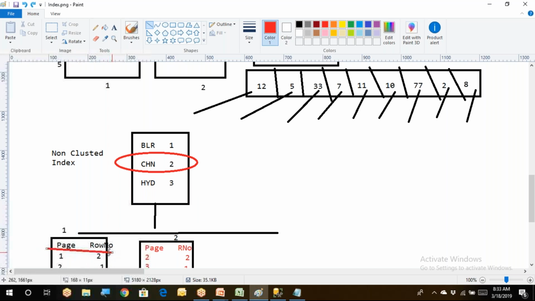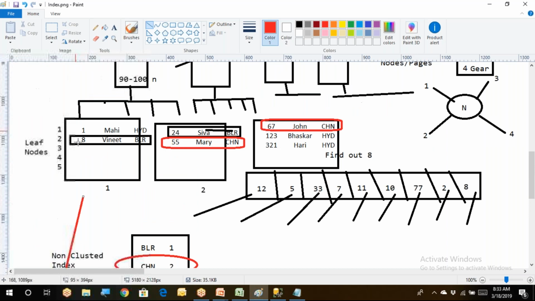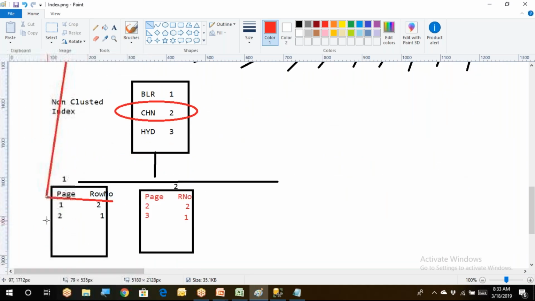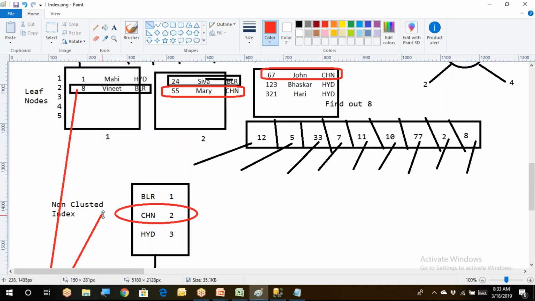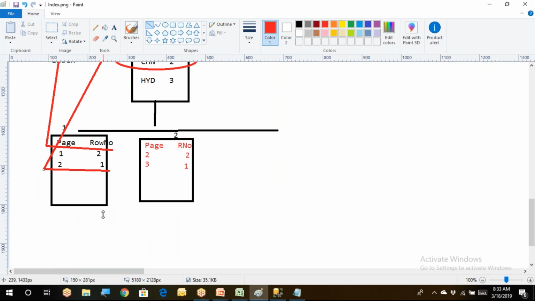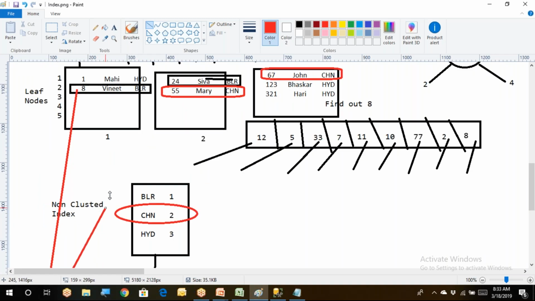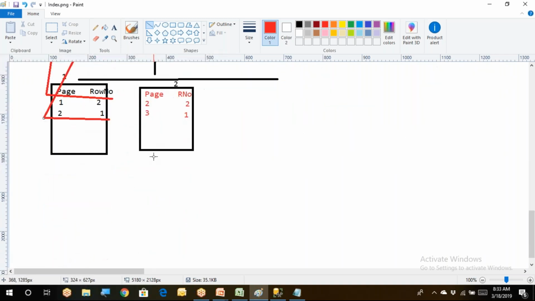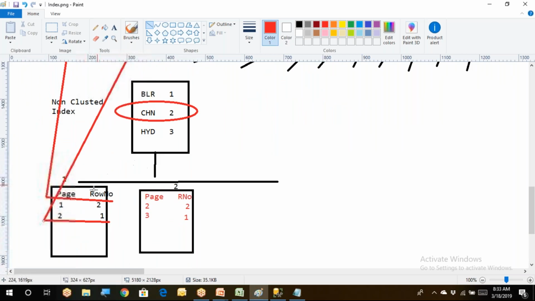So you think that this row is pointing to this row, and this is pointing to this row. Now the second row is pointing to page number 2, because I need Chennai data, Bangalore data, whatever you would like to point to. This is page number 2, 1, and this is pointing to this. So a non-clustered index is going to have addresses, meaning the page number and the row number.